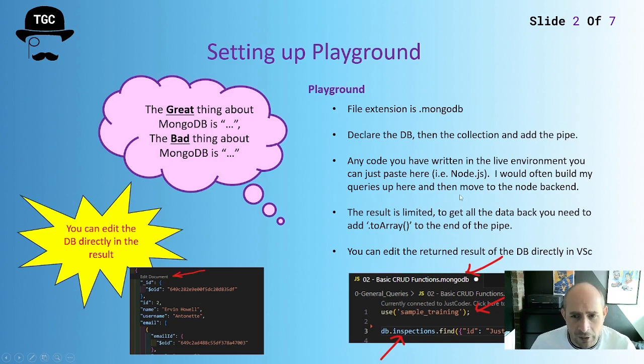This is why I found it really useful to use Visual Studio Code, because I could write my code straight onto the database like this, and then take that and put it in my Node.js backend server, so it made it easier to get an instantaneous result of what's happening. The result is limited, so you've got to use that toArray, and you can edit the responding data directly in Visual Studio Code.